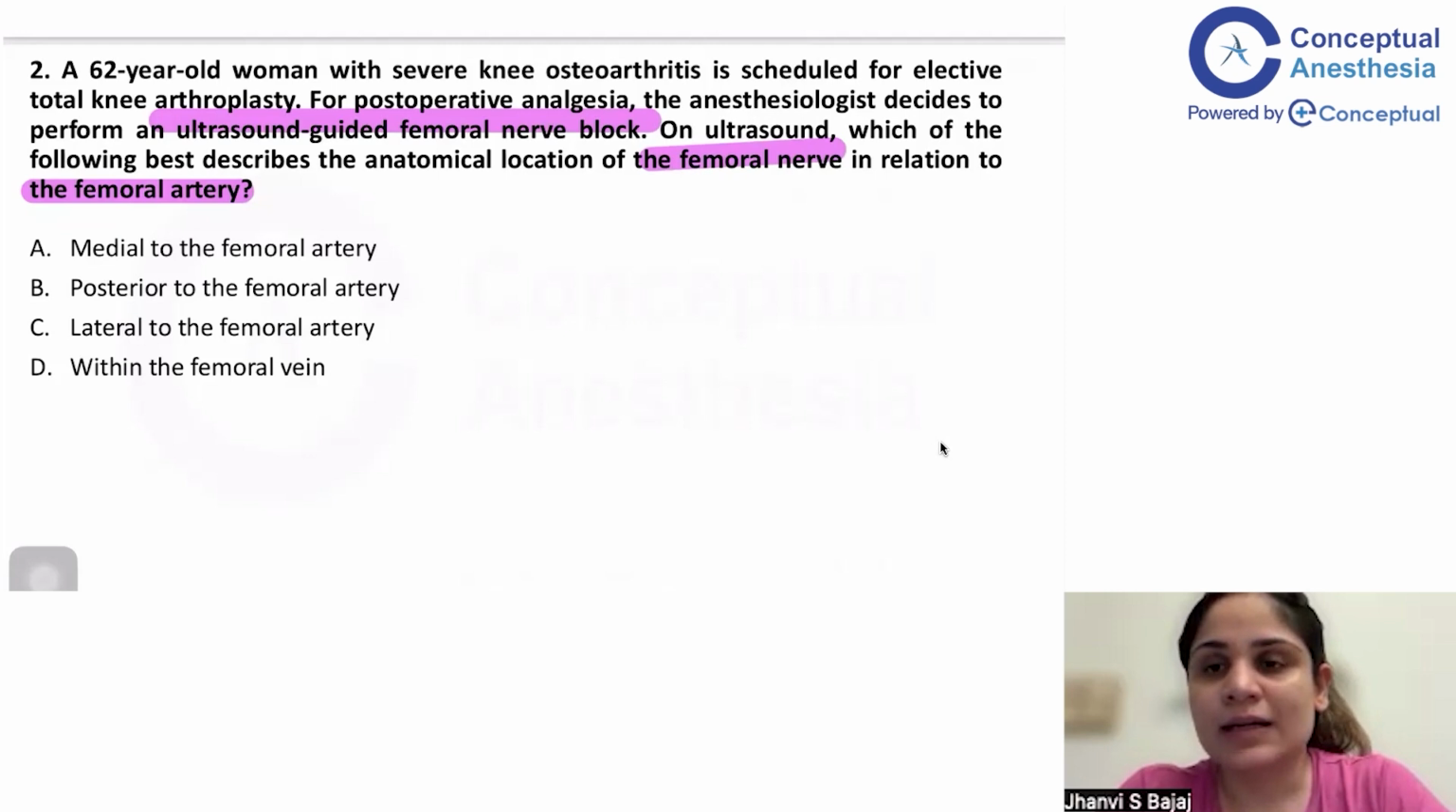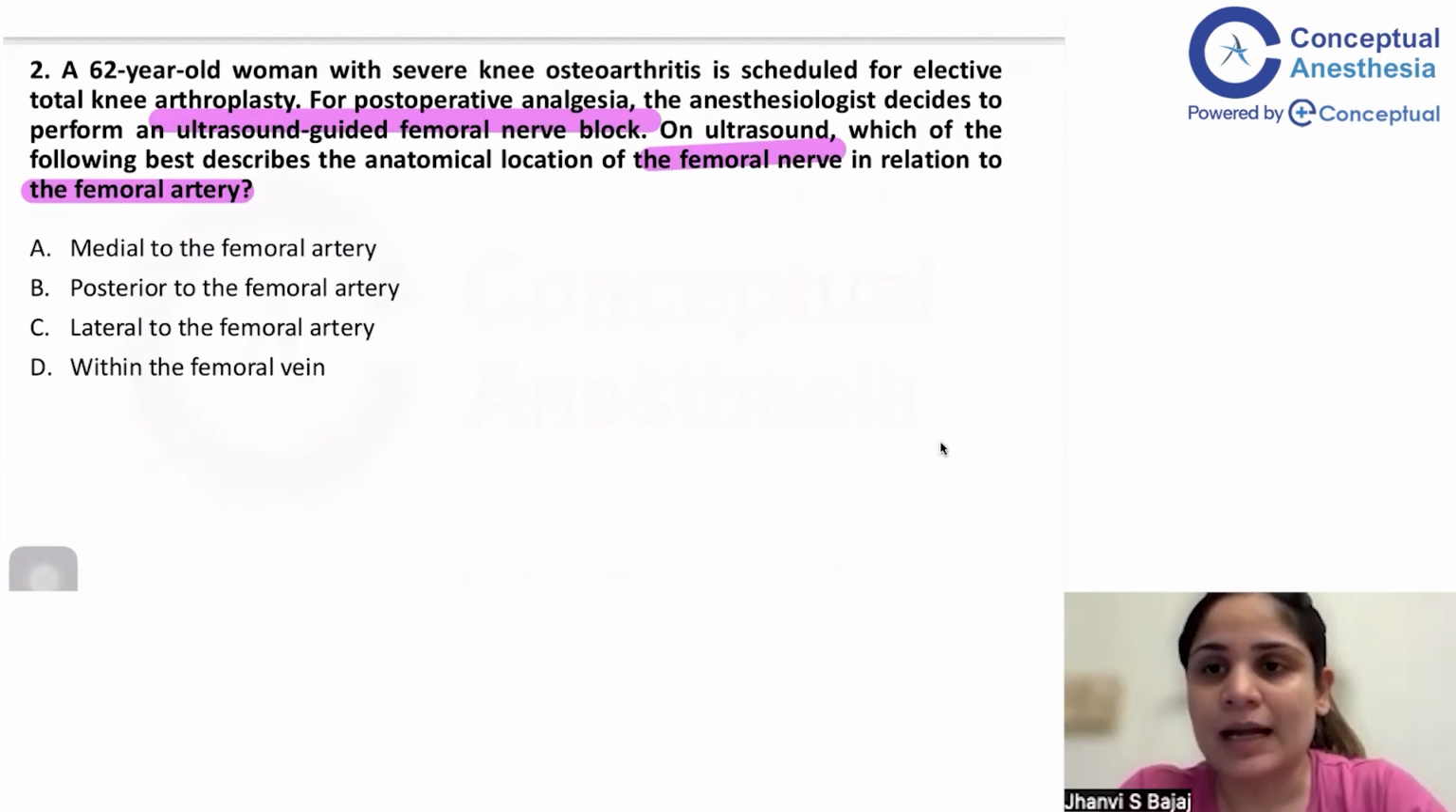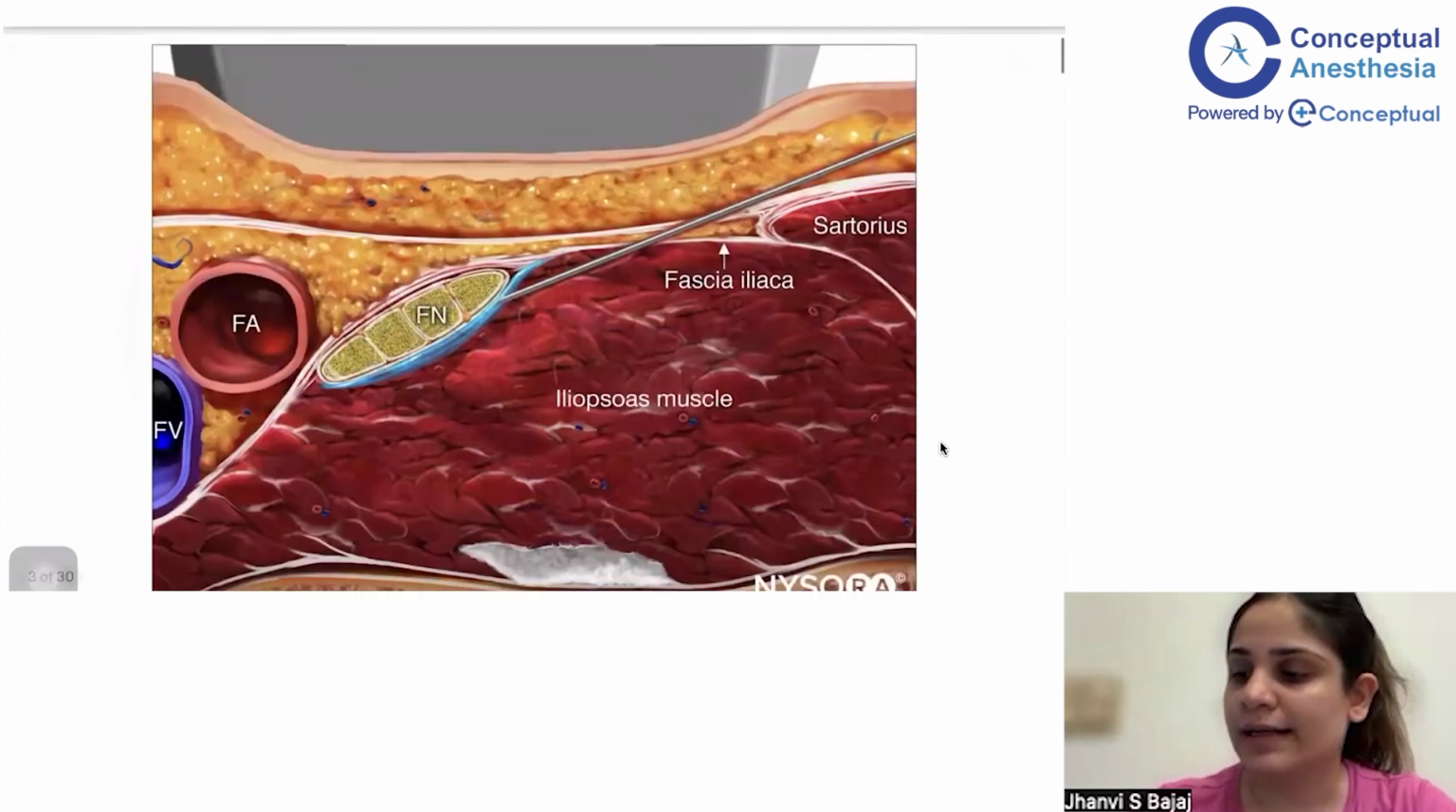That is why nowadays we have come up with other blocks like the adductor canal block, where you are blocking mainly the sensory nerves, or local blocks like IPACK at the knee, and many other blocks have come in which help in taking care of the pain related to TKR. Now, let's see what they are asking us in the question. So they are asking that we want to give femoral nerve block. How does it relate to the femoral artery?